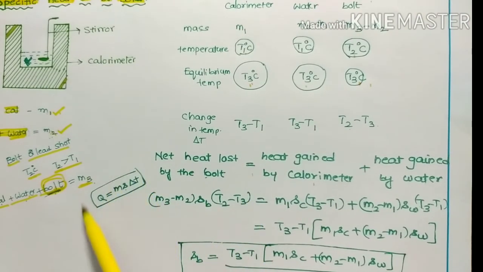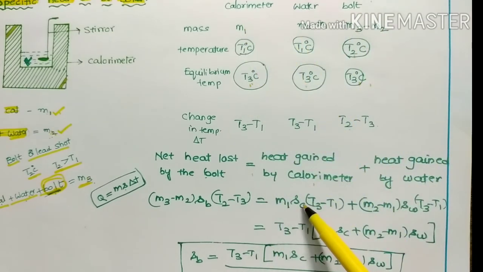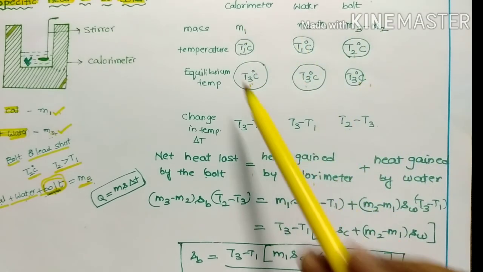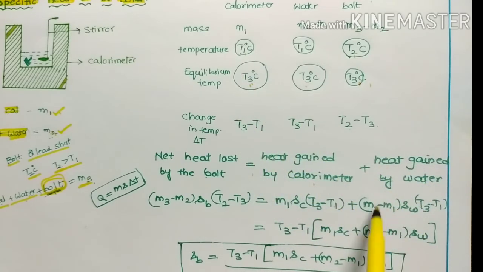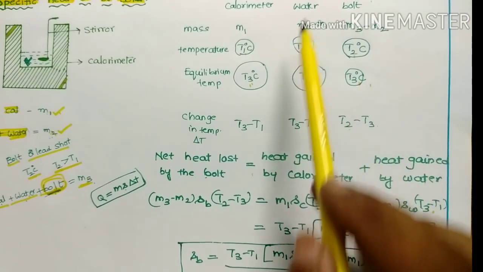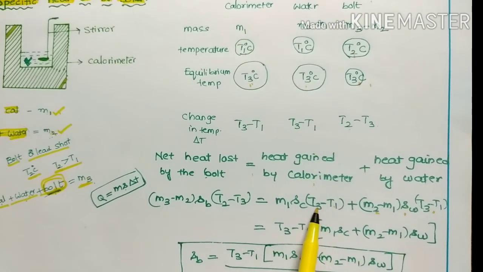Why? Because Q is equal to m s delta T, where m is the mass of the bolt, s is the specific heat of the bolt, and delta T is the change in temperature. This is equal to heat gained by the calorimeter, with mass M1, specific heat SC, and change in temperature T3 minus T1, and heat gained by the water, with mass M2 minus M1, specific heat SW, and change in temperature T3 minus T1. Both terms contain T3 minus T1, so we take it common.